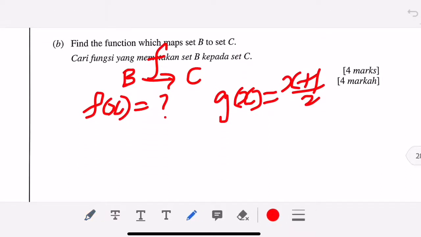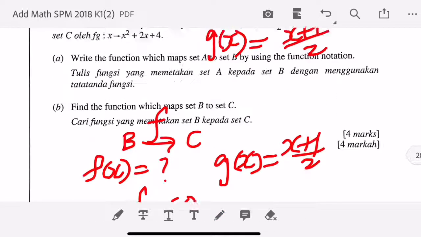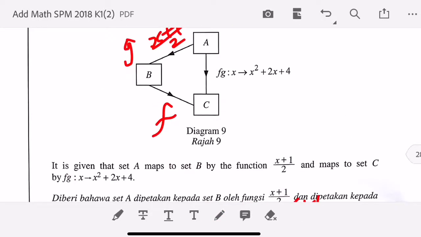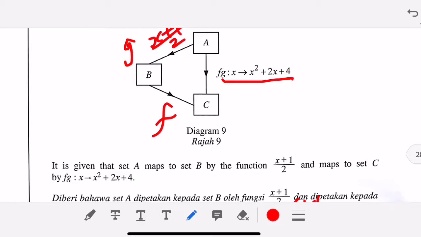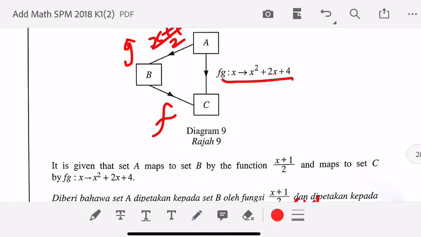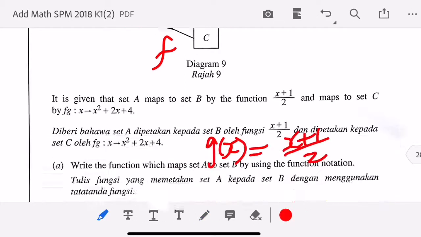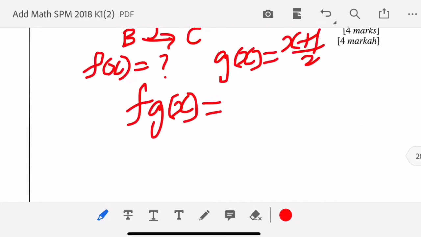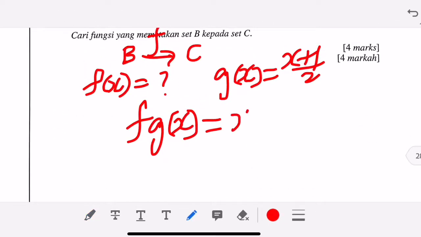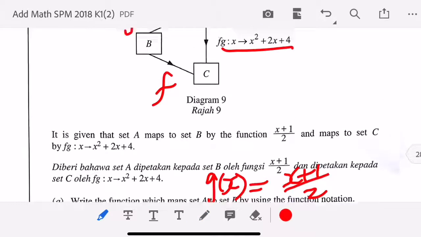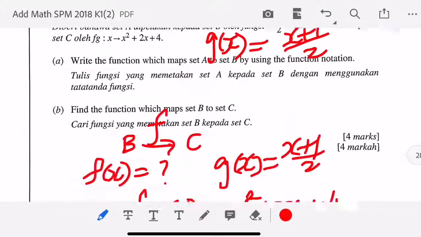Then how to find the inverse? Still remember? Start with g(x) equal to y. Your fg(x) is given, so copy down your fg(x) also, because later we want to sub into there. So fg(x) equal to what? x squared plus 2x plus 4. Make sure you copy correctly, check again. Okay, correct.